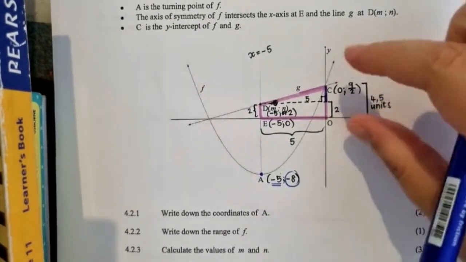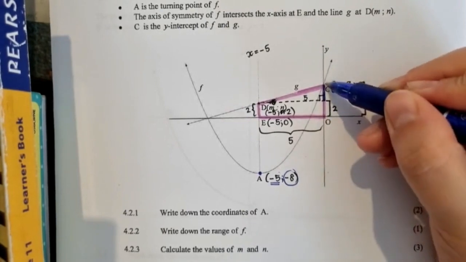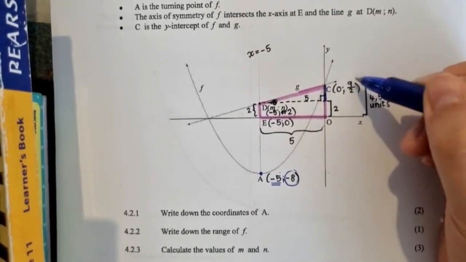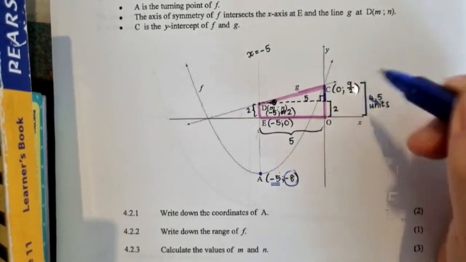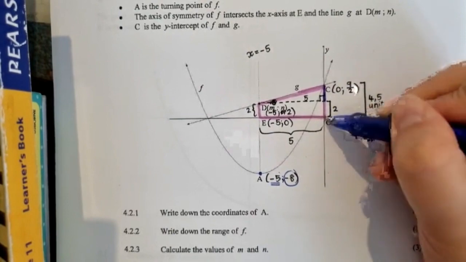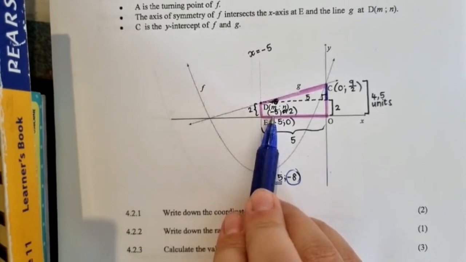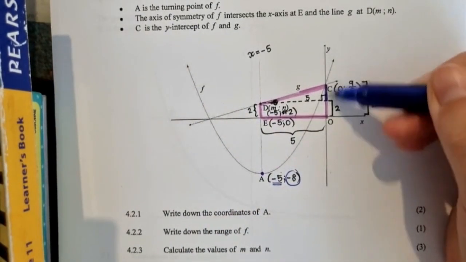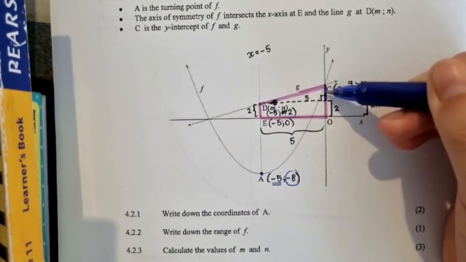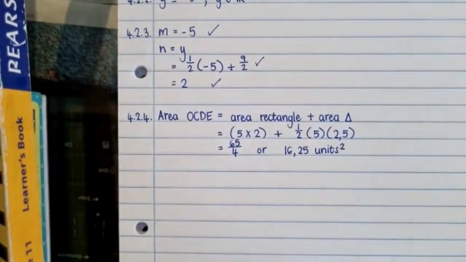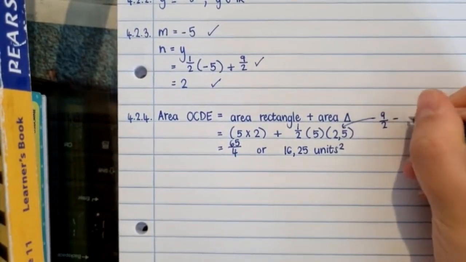Now, if we're looking at OC, because the whole length of this whole shape is from O to C, and C is at 9 over 2, which is 4.5. But then we calculated that this length is 2 because it's from 0 to 2, which is the y value of D. So if this is 4.5 and that is 2, then that is 2.5. So that is where the 2.5 comes from. This 2.5 was actually the 9 over 2 minus 2.